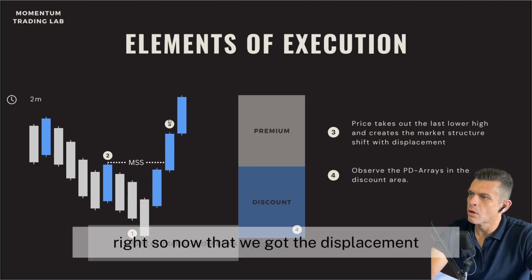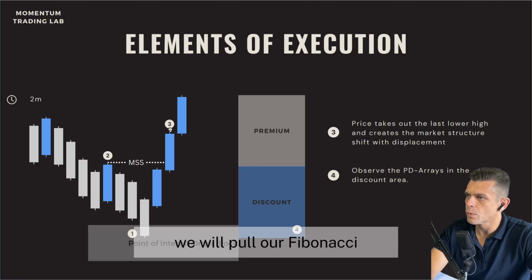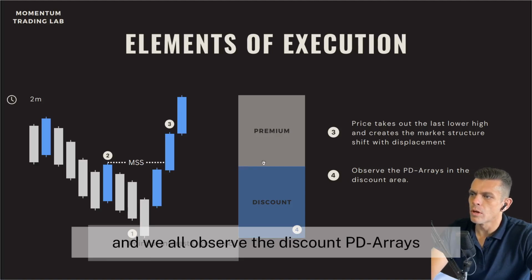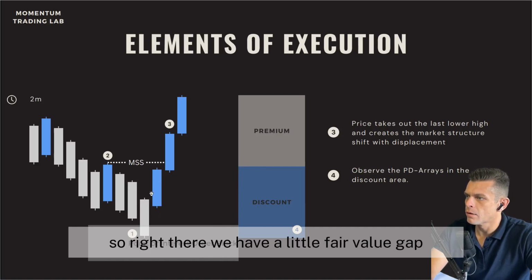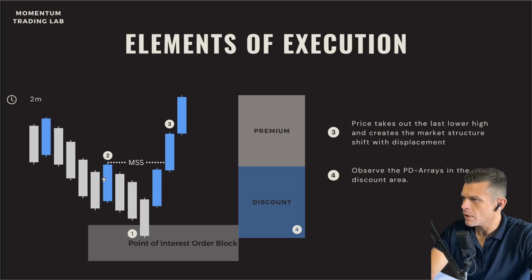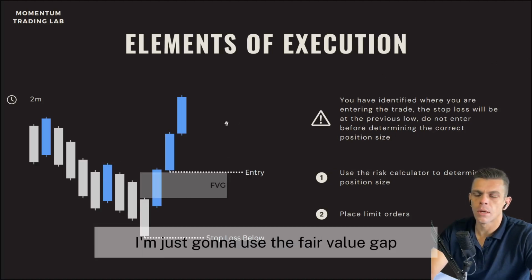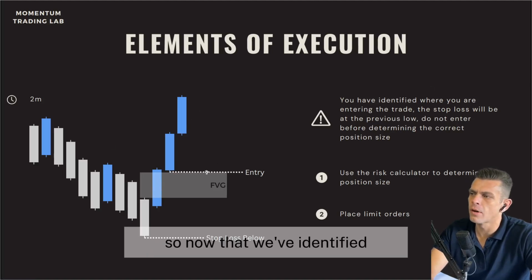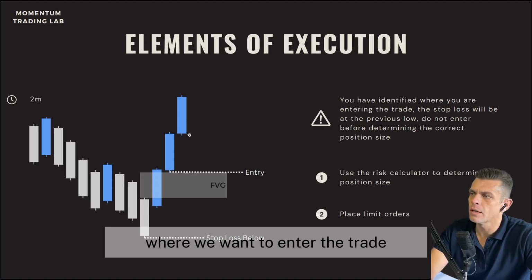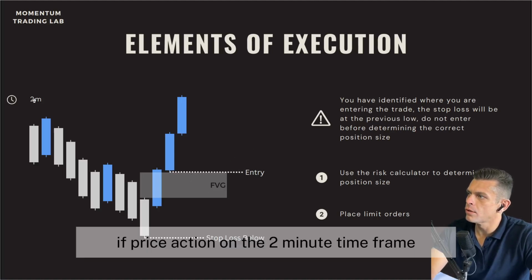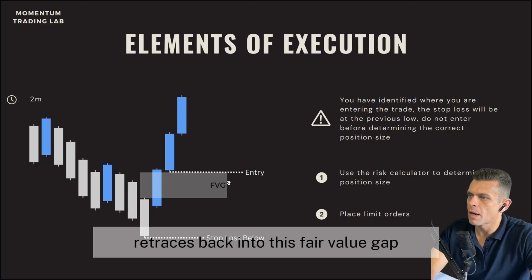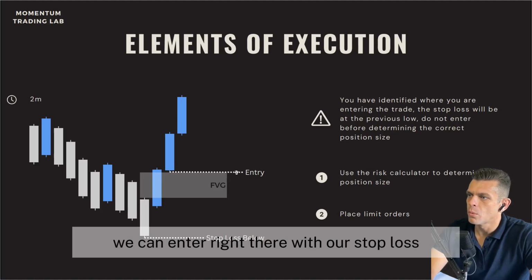All right, so now that we got the displacement, we will pull our Fibonacci and we will observe the discount PD arrays. So right there, we have a little fair value gap. And also we have a bullish breaker block right there. So for the example, I'm just going to use the fair value gap. So now that we've identified where we want to enter the trade, if price action on the 2-minute time frame retraces back into this fair value gap, we can enter right there with our stop loss below the low.